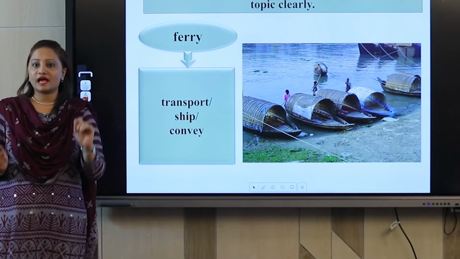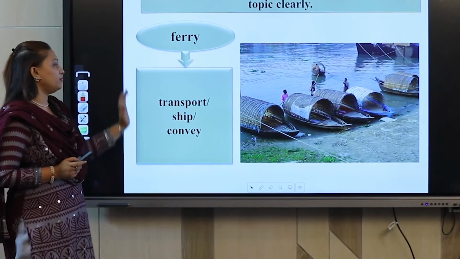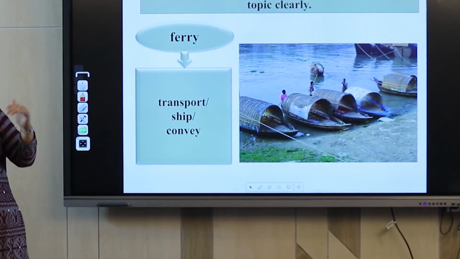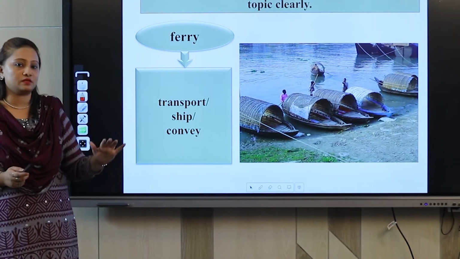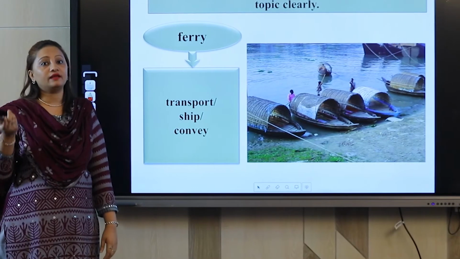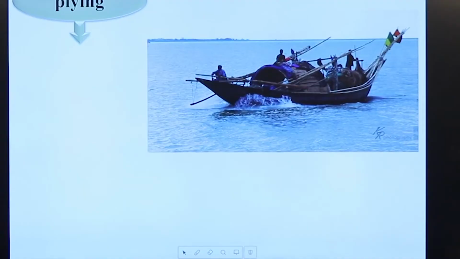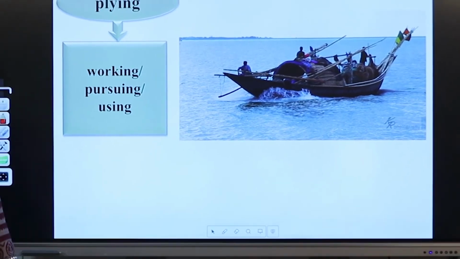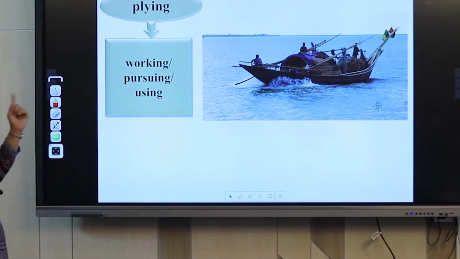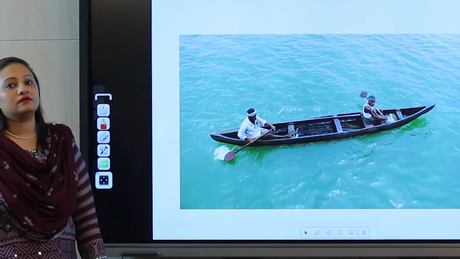You can see on the title, it's ferry boat. What is the meaning of ferry? Ferry means transport, ship or convey. Convey means to carry things or people, it can be anything. You need to highlight the word ferry, the title itself. And next is plying. This type of word you will get in many places in English. What is the meaning of plying? Working, pursuing, using. Everyone is highlighting the hard words, right?